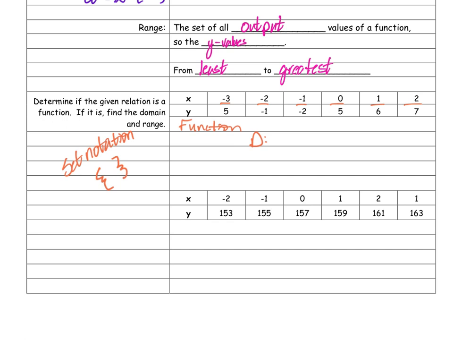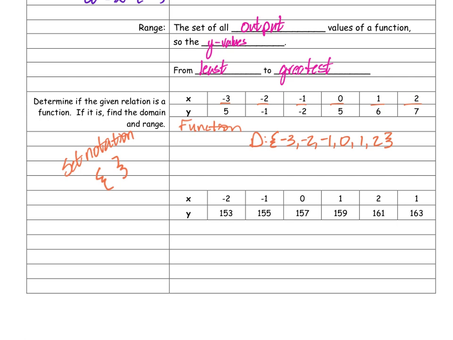So when I'm using tables or mappings or a set of points, I have to use set notation, which means I have to list all the points out individually unless they're repeated. So for my domain, I have one of each x, and luckily they're already in order from least to greatest for me. So I'm just going to write them. -3, -2, -1, 0, 1, and 2. There's my domain.